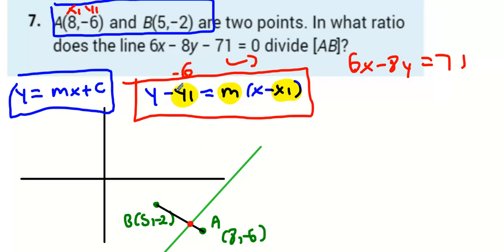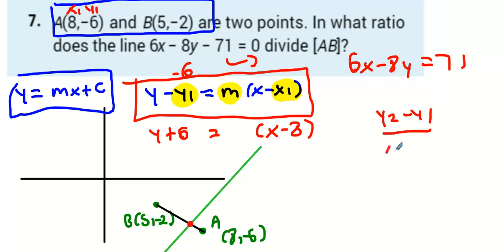What's minus 6? Plus 6. And what's x1? Okay, just pause there. What's the only thing I'm missing? Missing the slope, haven't I? The m value is the slope. So how do you find the slope? Use the slope formula.